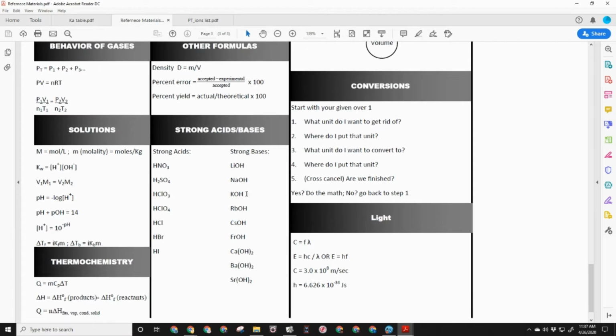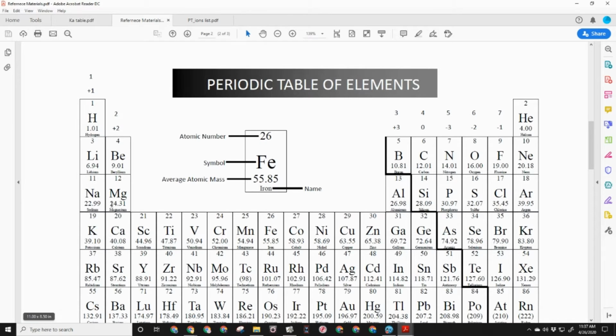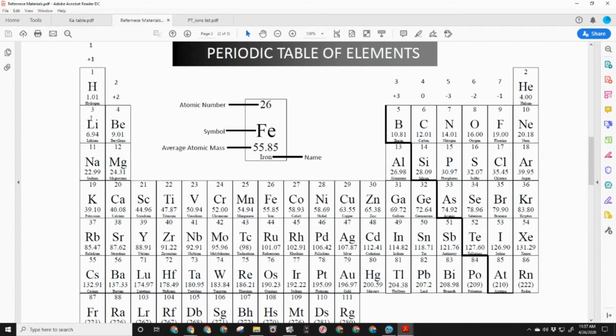If we look here at our list of strong bases, this really is all of the alkali metals plus Ca, Ba, and Sr from group 2. If we look at our periodic table, it's these alkali metals right here combined with hydroxide, plus calcium, strontium, and barium that make your strong bases. Beryllium and magnesium really are not strong bases.